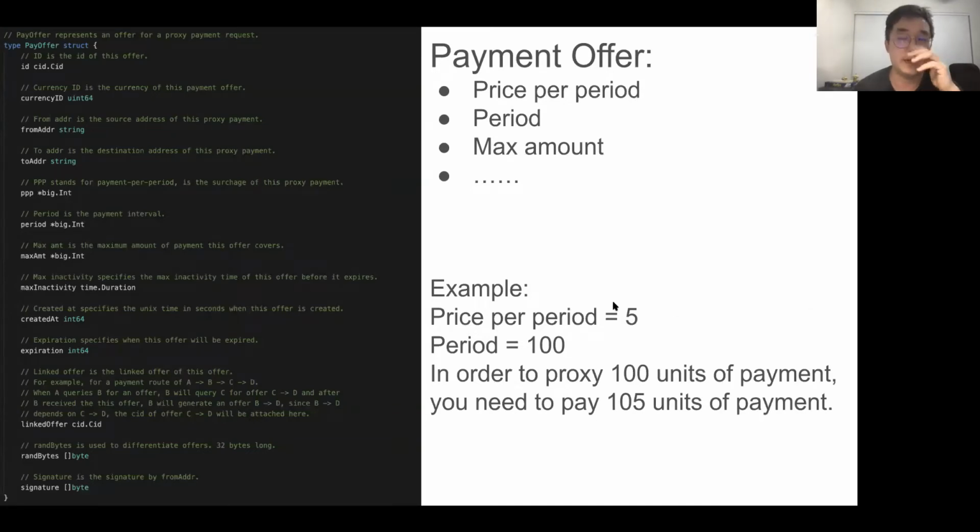Similar to a CID offer, it contains some information. For example, it has price per period, period, and max amount. The price per period and period are used to calculate the surcharge. For example, for an offer with price per period of 5 and period of 100, in order to proxy a 100 unit payment, you need to pay 105.